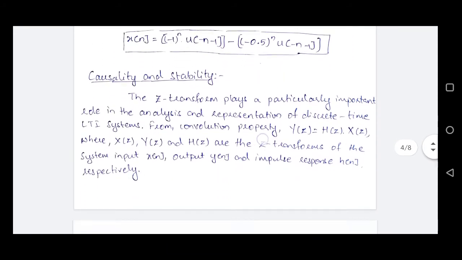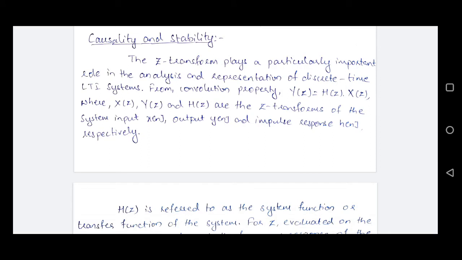The next concept we'll be studying is causality and stability. The Z transform that we are studying plays a particularly important role in the analysis and representation of discrete linear time invariant systems and signals. From the convolution property, we know that the output in the Z domain, Y of z, will be the product of the Z transform of the impulse response and the Z transform of the input, given by Y of z equals H of z multiplied by X of z, where X of z is the Z transform of the input signal x of n, Y of z is the Z transform of the output signal y of n, and H of z is the Z transform of the impulse response h of n.